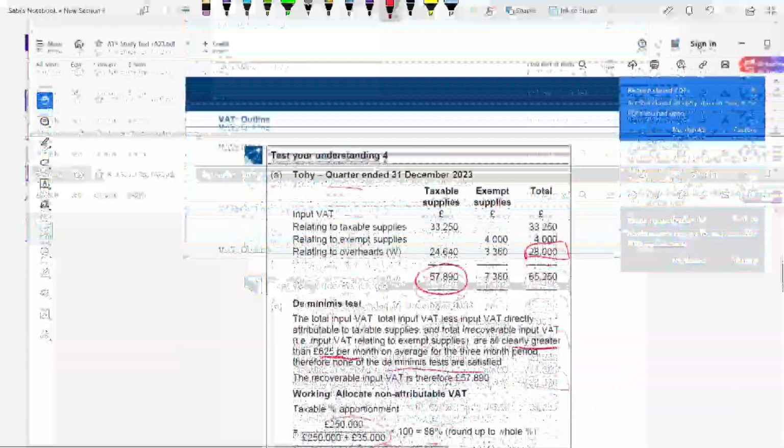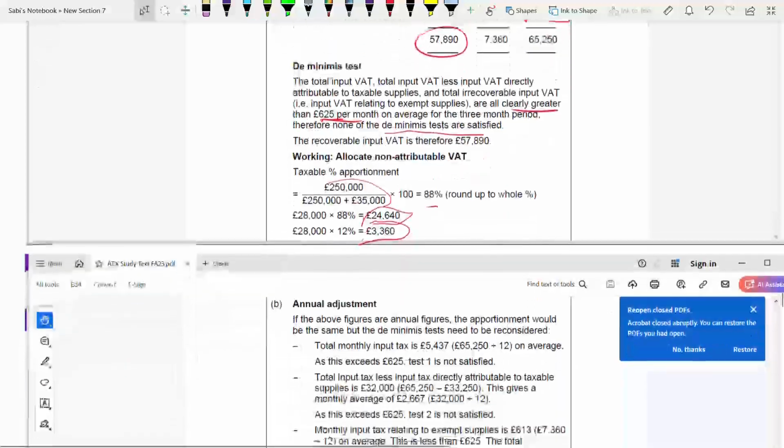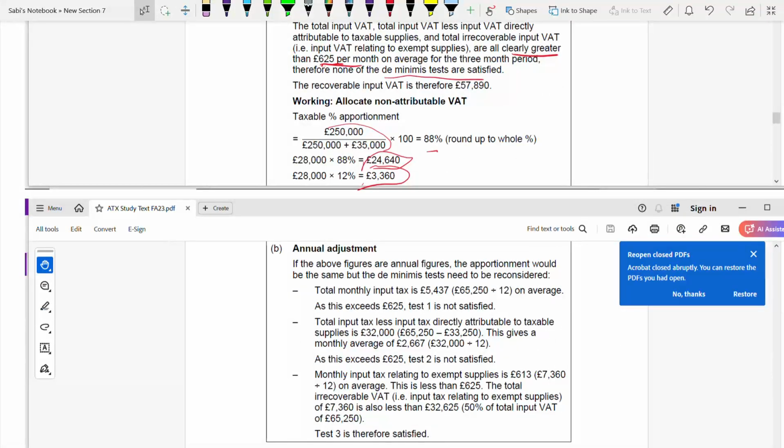They have given you the figure 53,625. This time it's the opposite. You can recover more, but you have reclaimed less. This time you are going to get the excess payment. Okay, so the above figures are annual figures. The apportionment would be the same, but the de minimis test needs to be reconsidered. If the above figures were annual figures, no issue. But now you have to do an adjustment. Why?